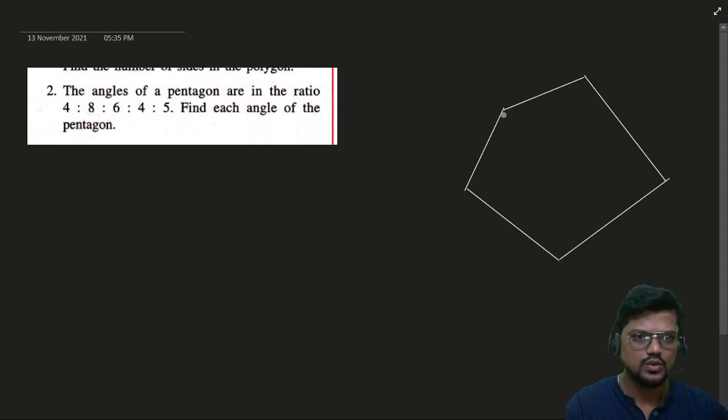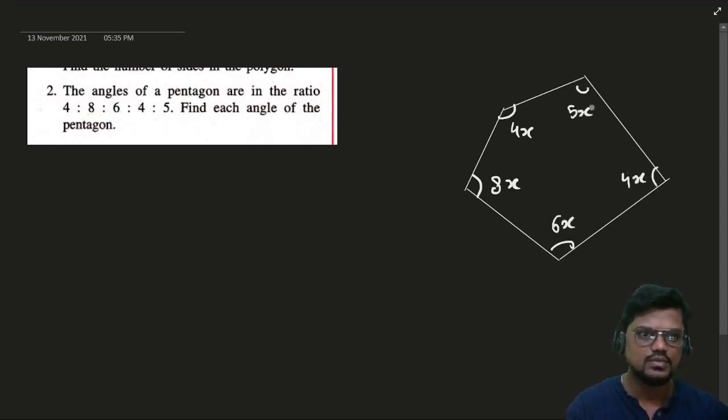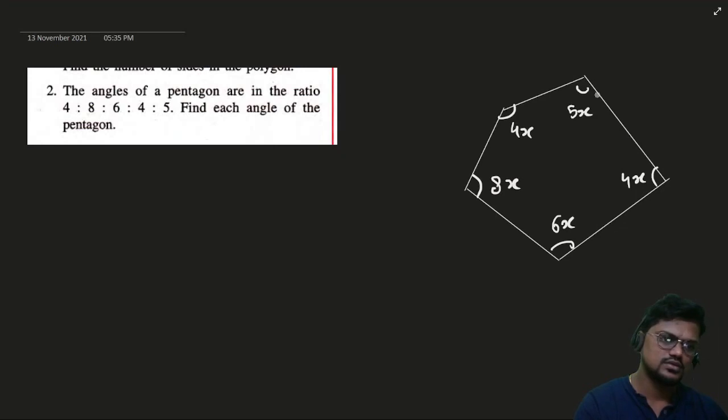The angles are in the ratio, so one is 4x, the other is 8x, another is 6x, this is 4x, and this is 5x. But what is the sum of interior angles of a pentagon? Not 360. You have to use that formula, 2n minus 4 into 90.